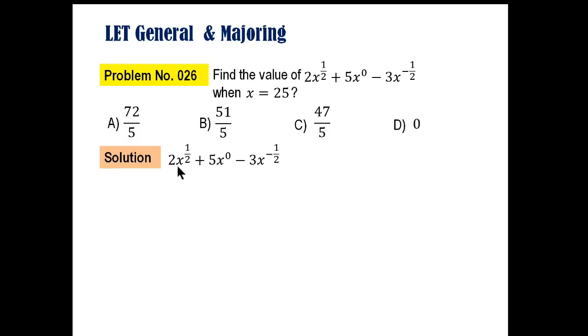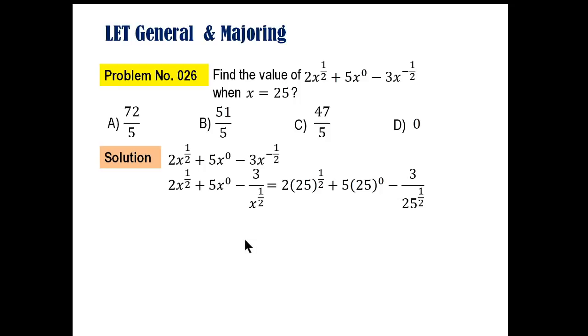we have this original expression. We will substitute 25 for x. Okay, so we have 2x raised to 1/2 plus 5x raised to 0 minus, since we have a negative exponent, we'll make it positive by writing negative 3 over x raised to 1/2. Alright, so by substitution, we have 2 times 25 raised to 1/2 plus 5 times 25 raised to 0 minus 3 over 25 raised to 1/2.